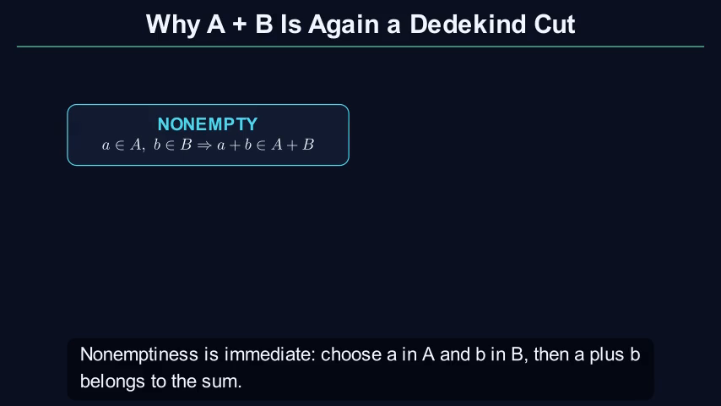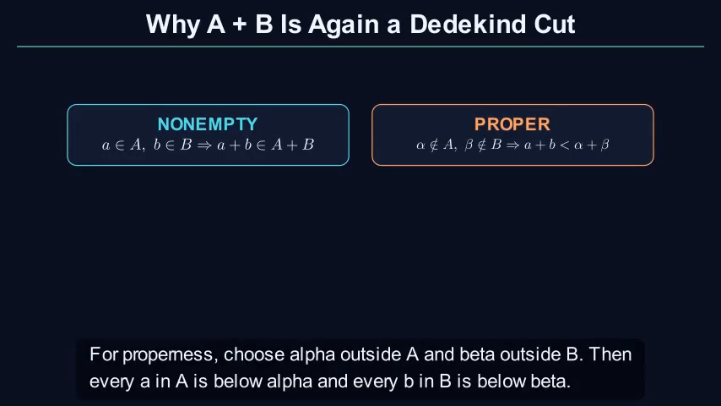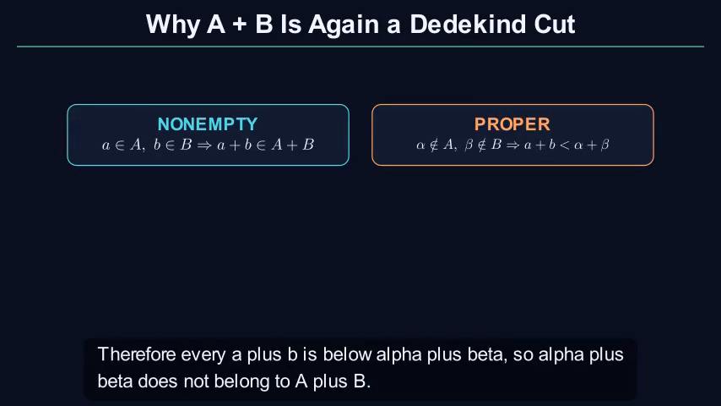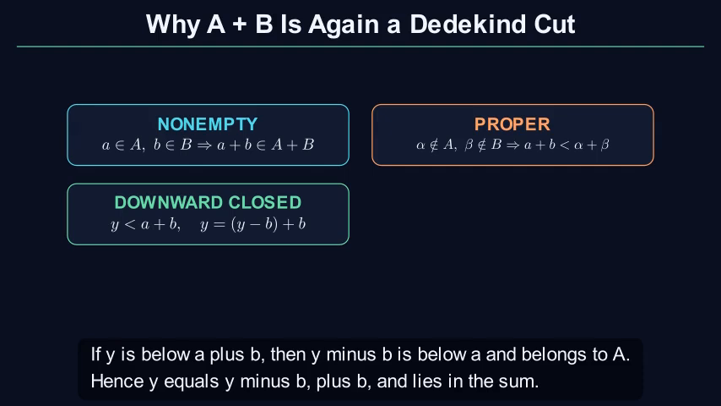Non-emptiness is immediate. Choose a in A and b in B, then a plus b belongs to the sum. For properness, choose alpha outside A and beta outside B. Then every a in A is below alpha and every b in B is below beta. Therefore every a plus b is below alpha plus beta, so alpha plus beta does not belong to A plus B. If Y is below a plus b, then Y minus b is below a and belongs to A. Hence Y equals Y minus b plus b, and lies in the sum.